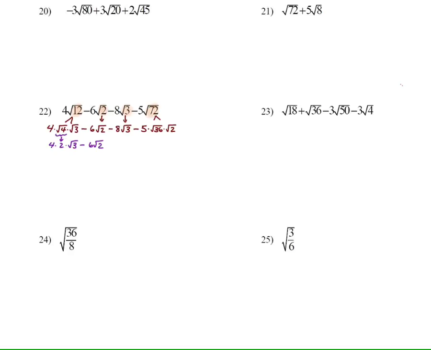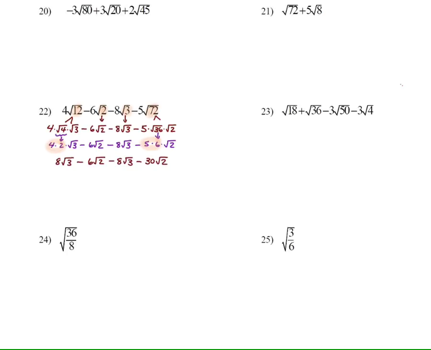It'll eventually be 8. 4 times 2 times root 3 minus 6 root 2 doesn't change, minus 8 root 3 doesn't change, and then the last term becomes 5 times 6 times root 2. So I get 8 root 3 minus 6 root 2 minus 8 root 3 minus 30 root 2 when I multiply the numbers on the outside.